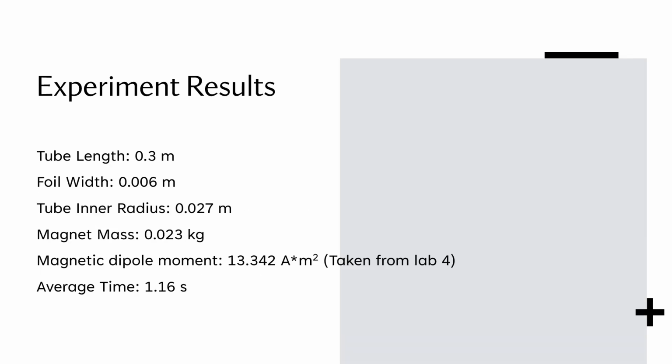The experiment results we found were that the tube length was 0.3 meters, the foil width was 0.006 meters, the tube inner radius was 0.027 meters, and the magnet mass was 0.023 kilograms. The magnetic dipole moment, which we took from lab 4, was 13.342 amps times m squared, which is the likely reason our computational model was so wrong. And the average time we found when dropping the magnet through the tube is 1.16 seconds.